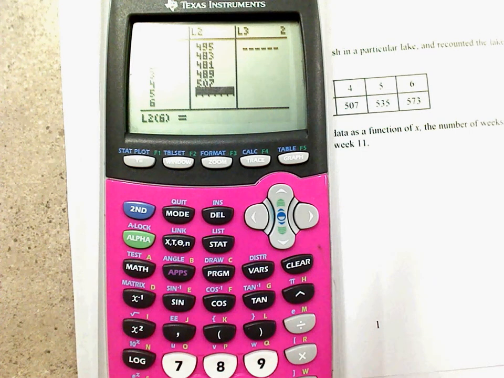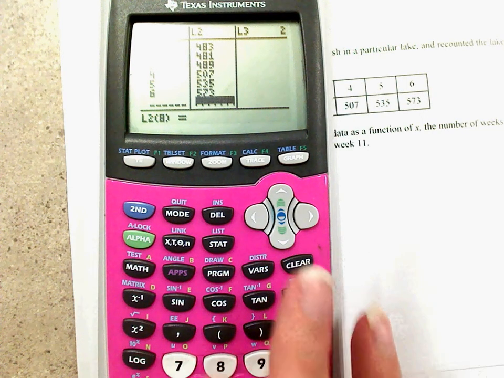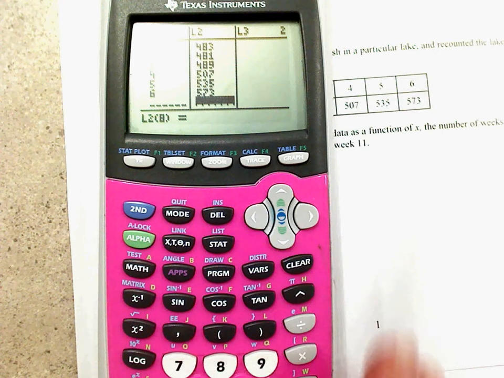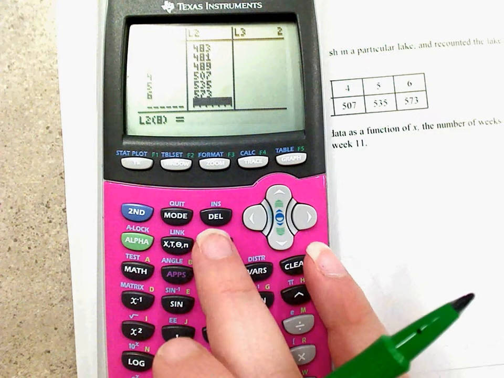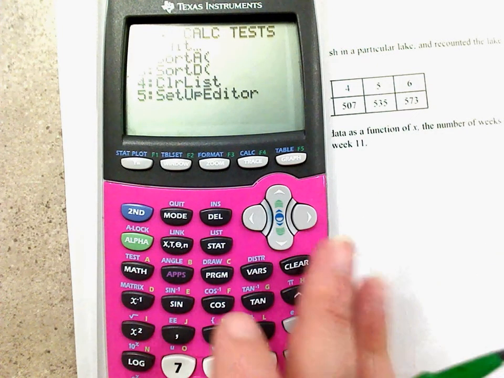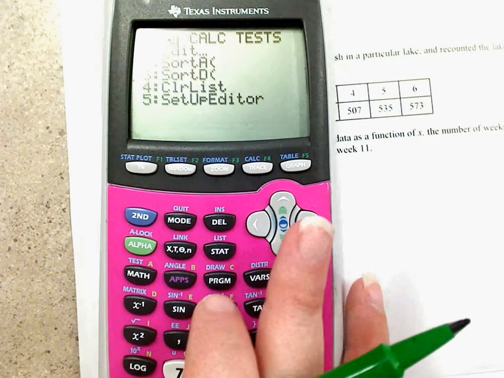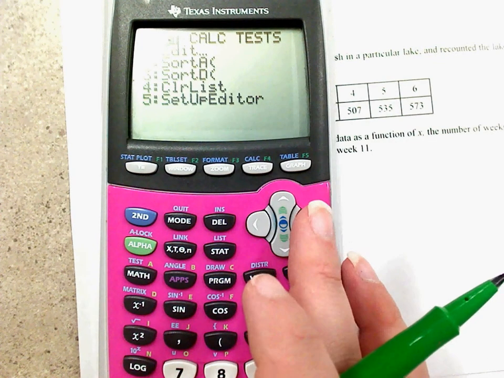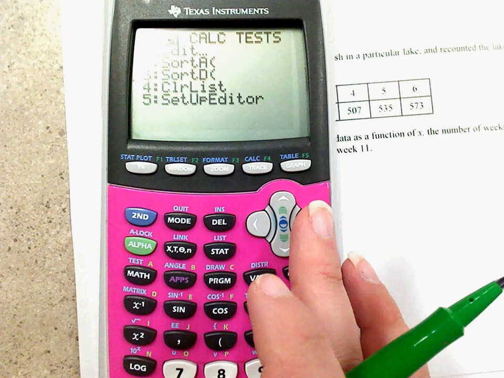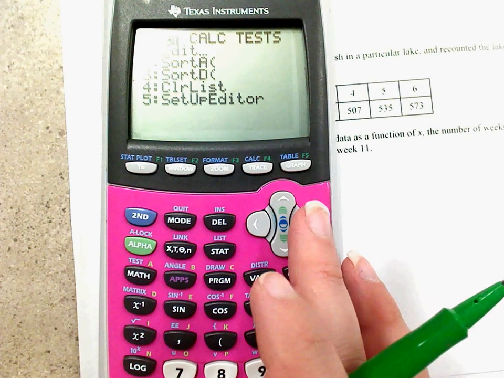Okay. So I've got my data entered. Now what do I do? Okay, I go back to stat. So I enter my data. Has everyone got their data entered? And then I go to the right to what? To calc. And then I want to calculate the what? The quadratic regression. So I go to 5.